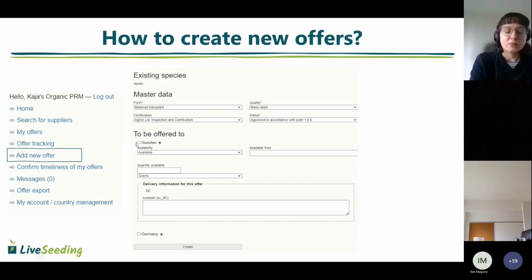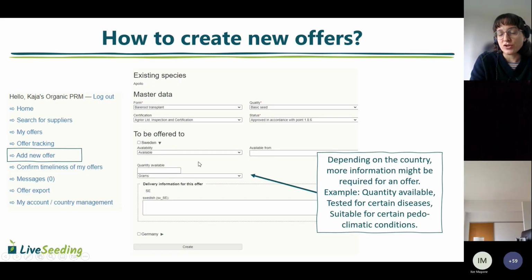So now we also want to place this offer in Sweden. Depending on the country, more information might be required. In some countries the quantity is mandatory. There might be a checkbox that you have to tick to give more information on the offer, for instance whether the offer was tested for certain diseases or is suitable for certain pedoclimatic conditions. So we have the possibility of adapting the database a bit to the country-specific requirements and asking for more information on an offer if a country requires this.